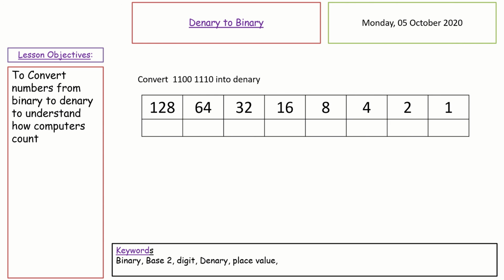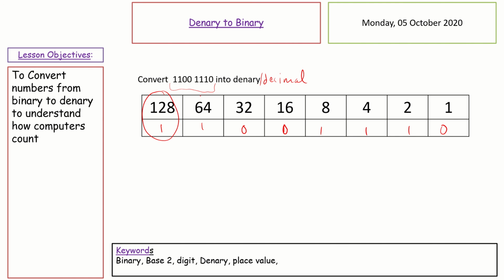So I'm going to try this example now. This is my question: convert this number into denary. Remember, denary means decimal, which is just what I'm used to in maths. So I'm going to copy it out underneath my place value. Just make sure I've got it right. 1, 1, 0, 0, 1, 1, 1, 0.